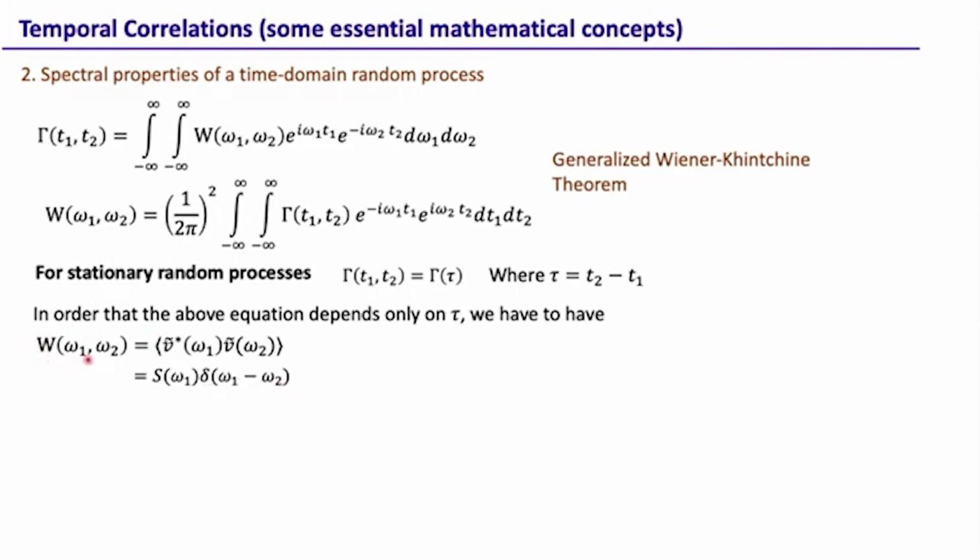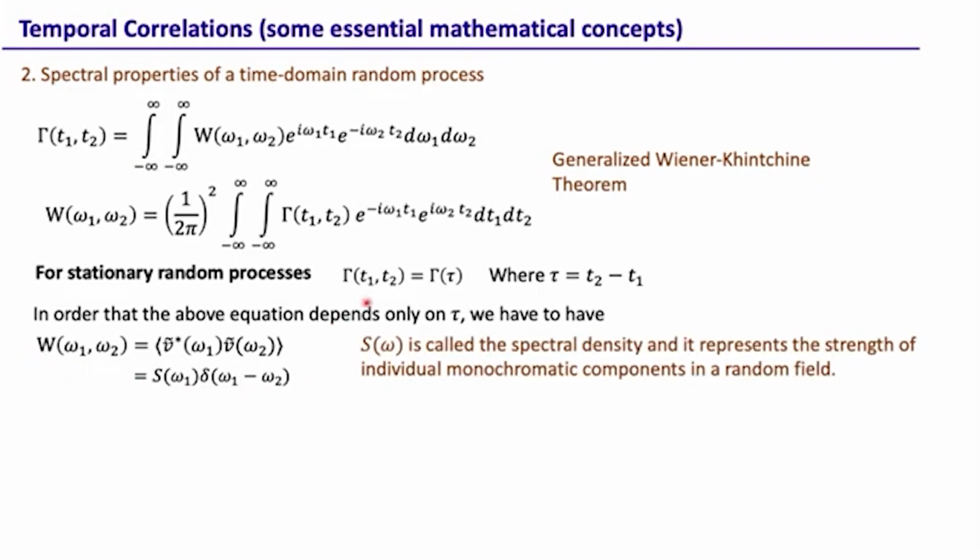So if and only if W has this form, that is S of omega1 and delta(omega1 minus omega2), then this side depends only on t1 minus t2. Otherwise, for any other functional form, this side will depend on both t1 and t2. But since we want it to depend only on tau, this is the only way. So for a stationary random process, the cross spectral density function has to be in this form, and this S of omega is called the spectral density. It represents the strength of the individual monochromatic component in a random field.